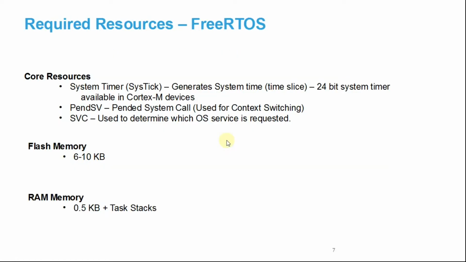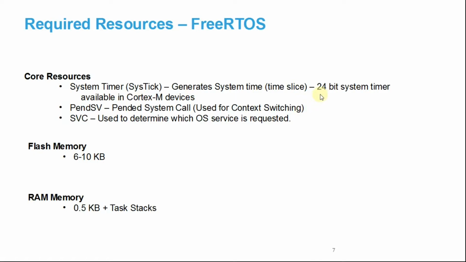Now let's look at some of the resources that are required to run FreeRTOS onto any microcontroller. Generally, to run FreeRTOS, we need certain resources. Those resources are listed here. First one is the core resources that are required to run the FreeRTOS onto the microcontroller. The first and foremost resource required here is a system timer. Basically, we'll call it a SysTick timer in ARM Cortex M terminology. It generates a system time. We'll also call it a time slice.